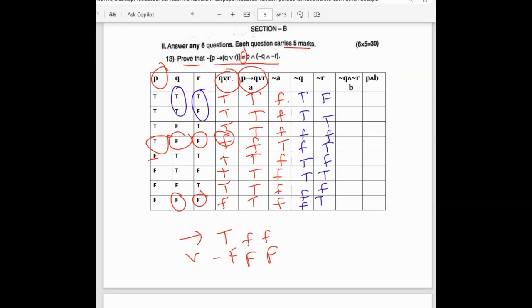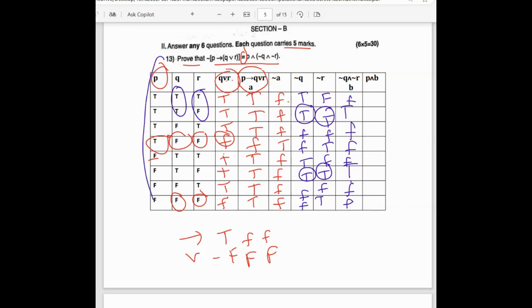Okay. Now we have to take and for this both. And is what? It is T and T, it is T. Otherwise it is false. So T and T, it is T. Then you have T and T. It is T. Otherwise it is false. Then P and Q.